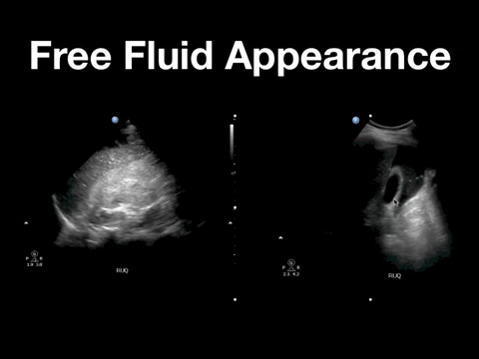Notice here you've got the gallbladder. It has an echogenic wall around it, and it's got a nice oval shape with rounded corners. Note that the free fluid does not have a wall around it, and it has sharp triangular corners as it butts up against other structures. This is very common with free fluid and something that you want to be able to recognize.